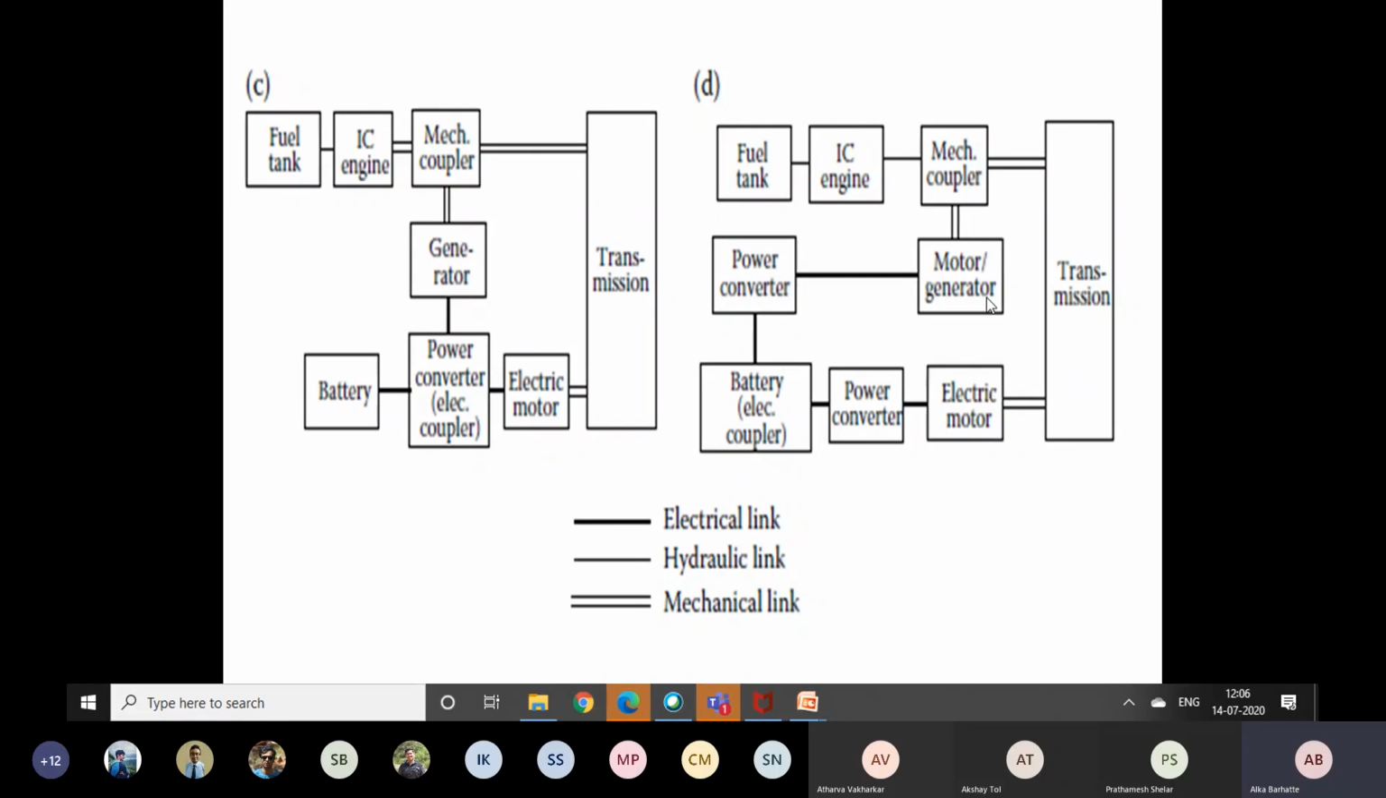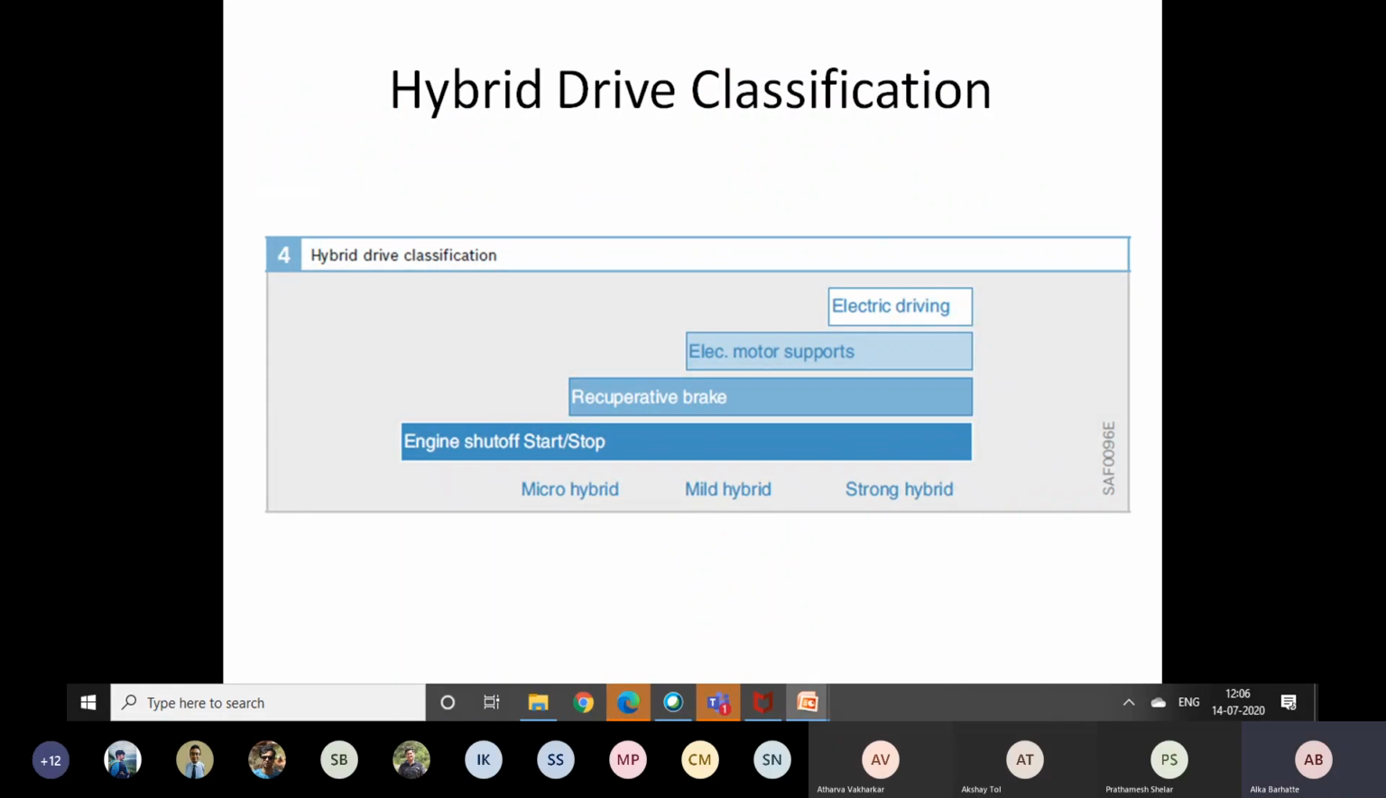And whenever we don't require this power, the electric motor, which again acts as a generator, is connected back to the battery to charge that particular battery. So these are the four most commonly used architectures, or the changes in the architecture, starting from series to the complex hybrid structure that we get in the last figure, D. So this is all about your hybrid drive classifications, or hybrid drive types.